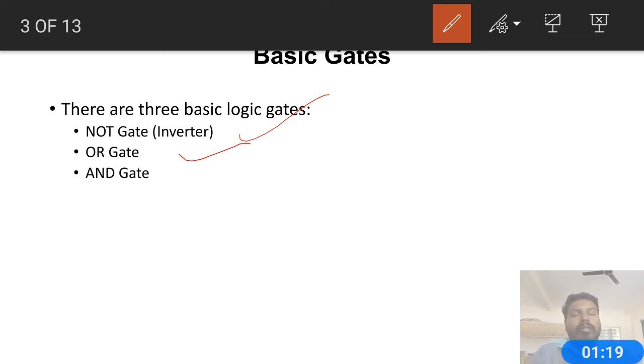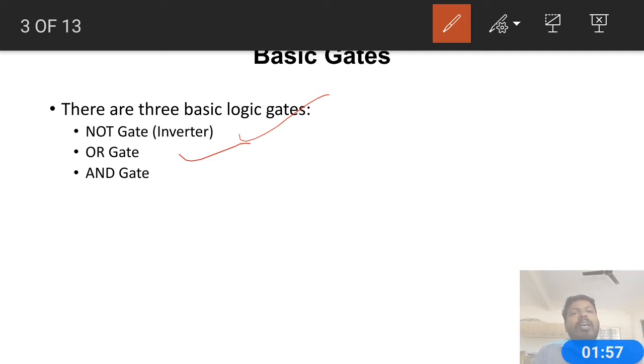Then the OR gate. What is the output condition? If any of the inputs is 1, then the output will be 1, otherwise 0. For example, 0 plus 0 is 0, because in the 0 plus 0 combination there is no 1. Next, 0 plus 1 is 1. Then 1 plus 0 is 1. Then 1 plus 1 is 1. In all three combinations, a 1 is present in the input, so the output will be 1.